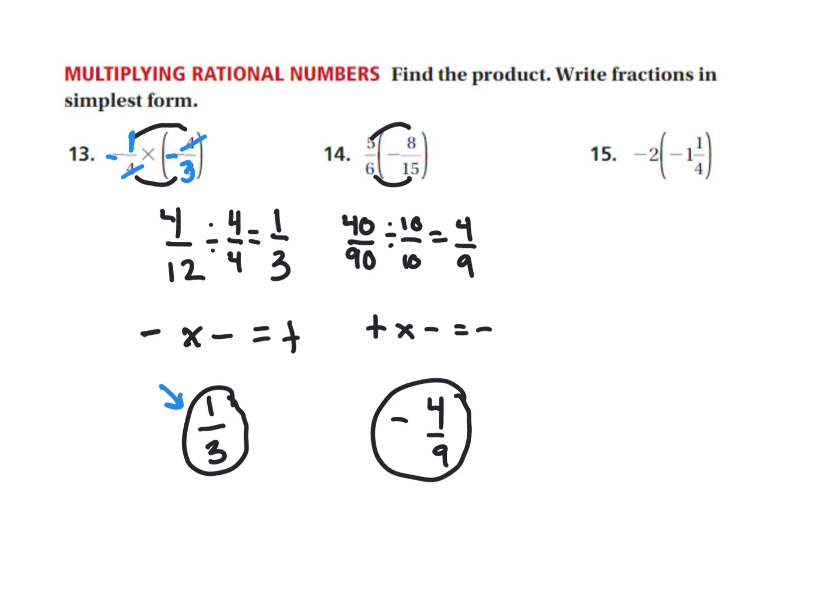For those of you who like to simplify right away, that would have been a good idea in this situation. We have a 5 and a 15. A common factor is 5. 5 goes into 5 once. 5 goes into 15 3 times.